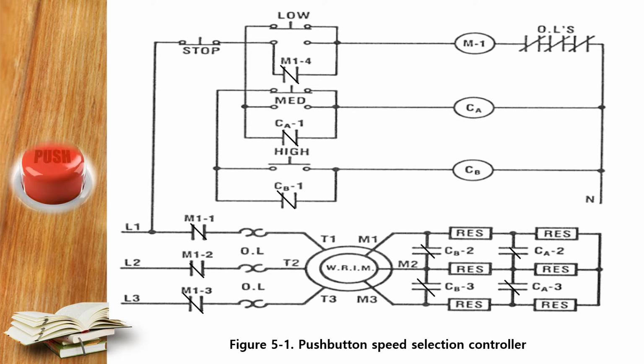When the high speed push button is pressed, the CB coil or contactor will energize, closing its holding contact CB1 in the control circuit, and the 2 normally open contacts, CB2 and CB3, in the power circuit. This will short circuit the rest of the resistors, and the full induced voltage will be applied on the winding of the rotor circuit. In this case, we will have the normal speed or the full speed of the motor.